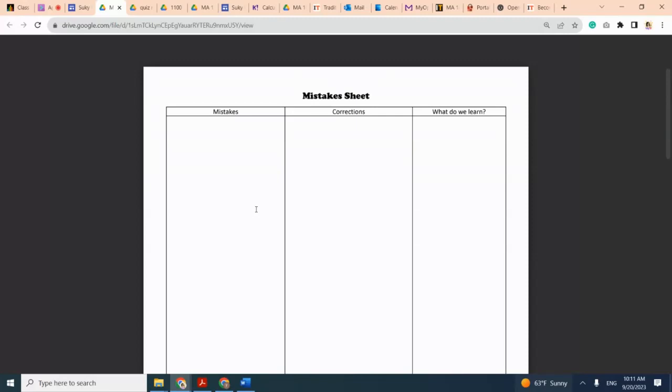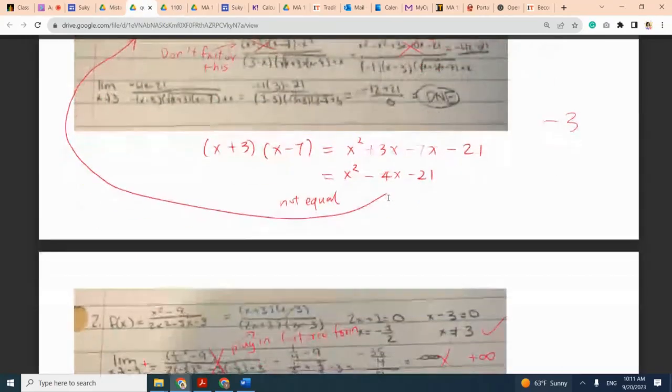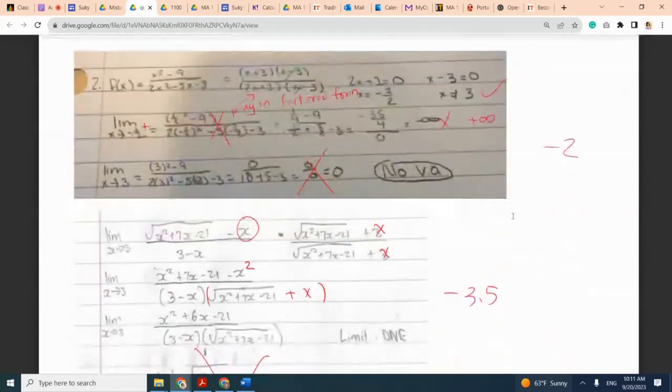Does the mistake sheet count for points too, like extra points? No. It's just a way to study math. I think it works for all the science subjects. Like if you make a mistake on your physics or chemistry, I think it's just a habit. This is what I did before when I studied, right? Okay. All right.